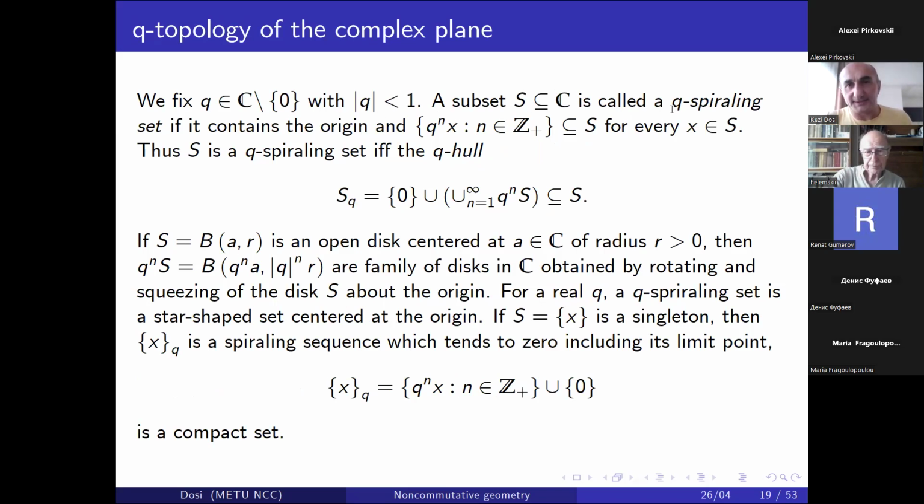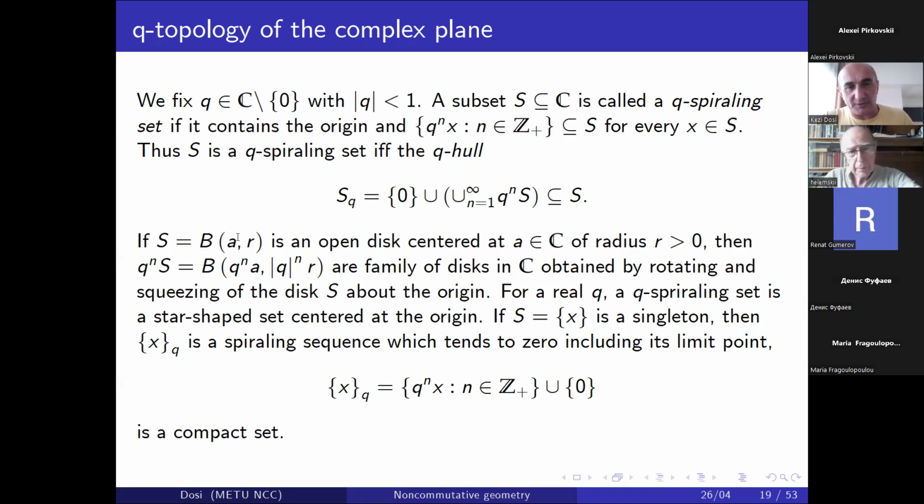A subset is called q-spiraling if it contains the origin and it contains this spiraling sequence for every x. So you can imagine, right? If you take any x, you're squeezing towards 0, and 0 must be in. So S being q-spiraling means actually its q-hull should be inside of S.